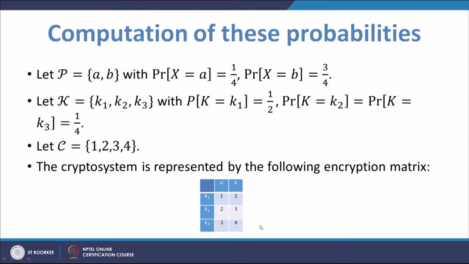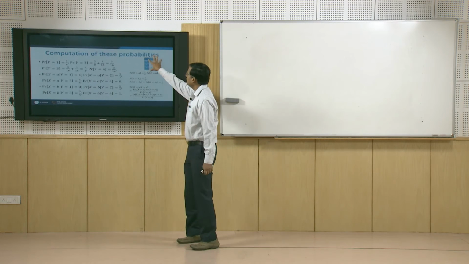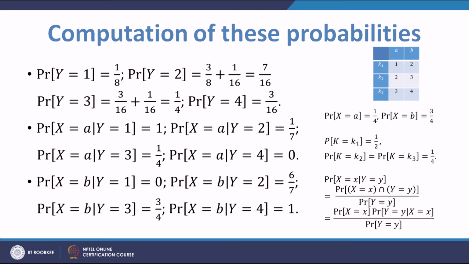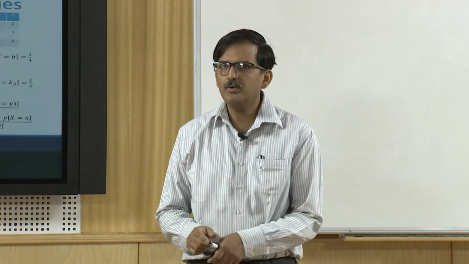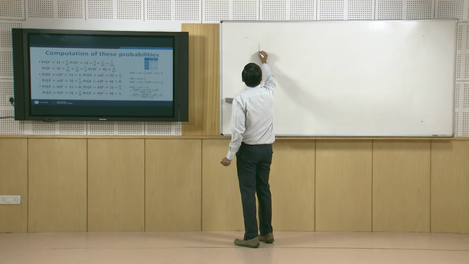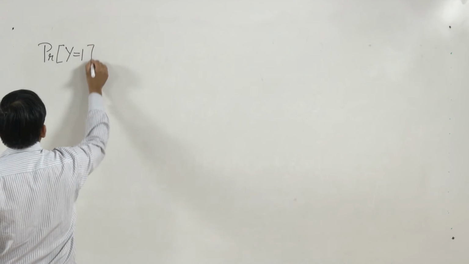Now, let us look at this slide. Here I have written down the crypto system over here and the related formulas over here, and we will derive the particular values over here. So, let us see what happens. Suppose I am asking what is the probability that capital Y is equal to 1.